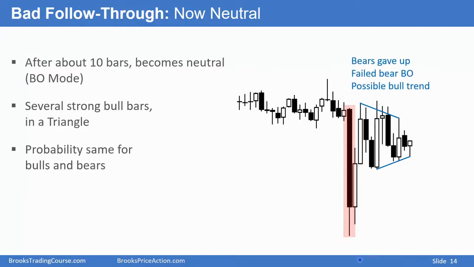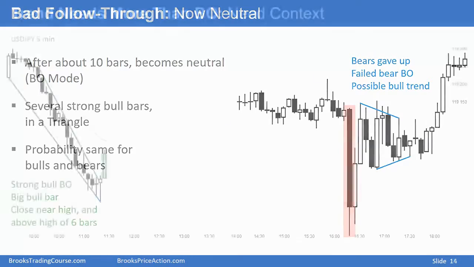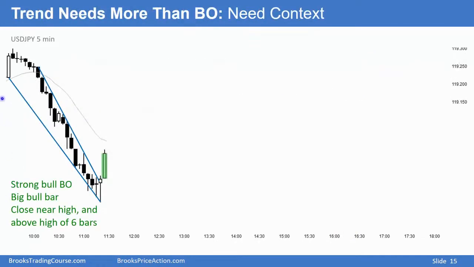The bears gave up. It's a failed bear breakout. This bull bar, to me, means it's a failed bear breakout. This bar going above that bar confirms the failure. Failed bear breakout does not mean bull trend. It just means the bear trend has ended, and now the market is neutral. In this particular case, it did lead to a reversal. Bear breakout, very strong. Bull breakout, equally strong. Market is neutral. And we entered a triangle, and then we got a bull breakout. Possibly the start of a bull trend.